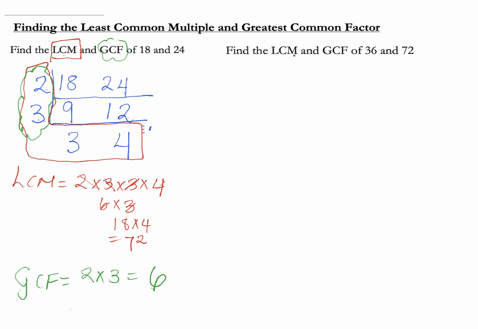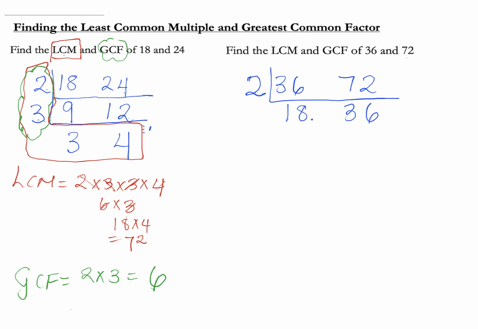We want to find the LCM and the GCF of 36 and 72. So we have 36, 72, I like my ladder method. Now, 36 and 72, they're both even. So I'm going to divide by 2. Again, I always start with the smallest number. So 2 goes into 36, that's 18. So that's like what's half of 36? 18. And then 2 divide 72, that would give me 36.